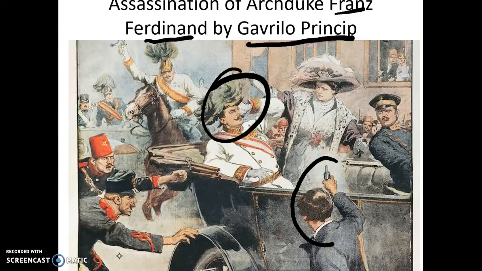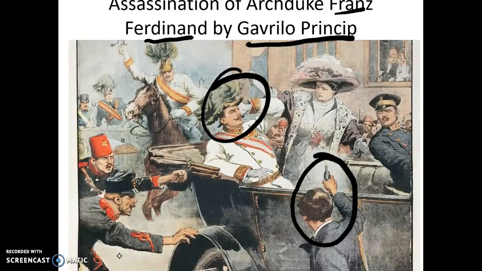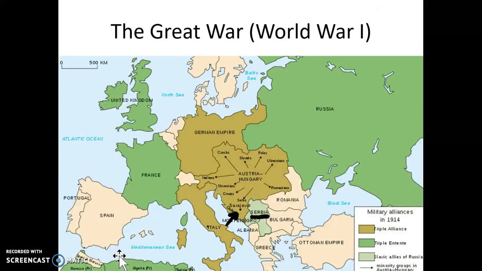Gavrilo Princip, which is this guy right here with the gun, does not like that Austria-Hungary took over Bosnia. And so when Franz Ferdinand is out there giving a speech, Gavrilo Princip shoots Franz Ferdinand and his wife Sophie. And that is the spark that ignites World War I.